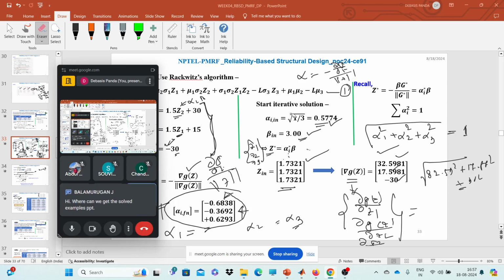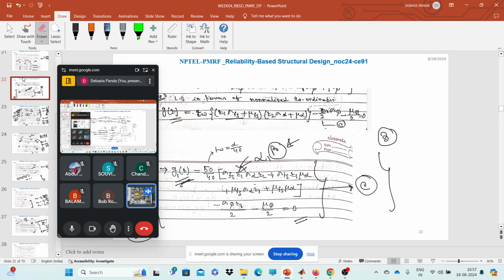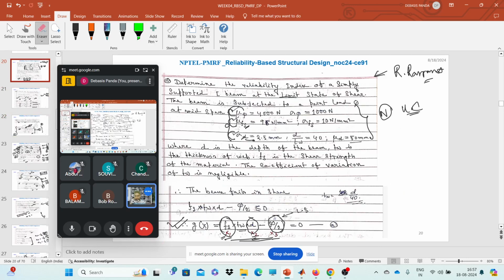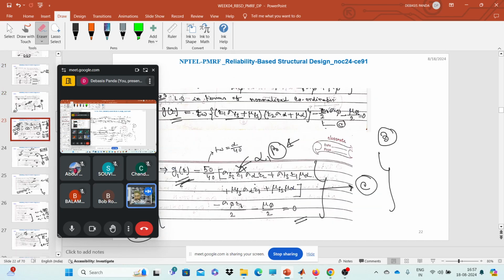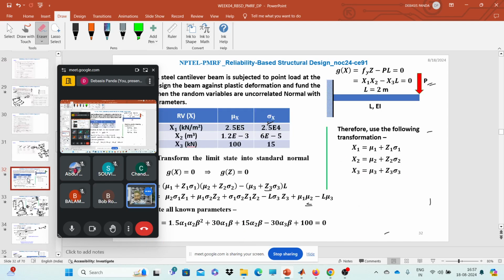Someone asks where to get the solved example PPT, and whether I can solve one full question with the Newton-Raphson technique. Yes, I have actually solved one full question using the Newton-Raphson technique, using pen and paper. It has already been solved, so just go through it step by step.